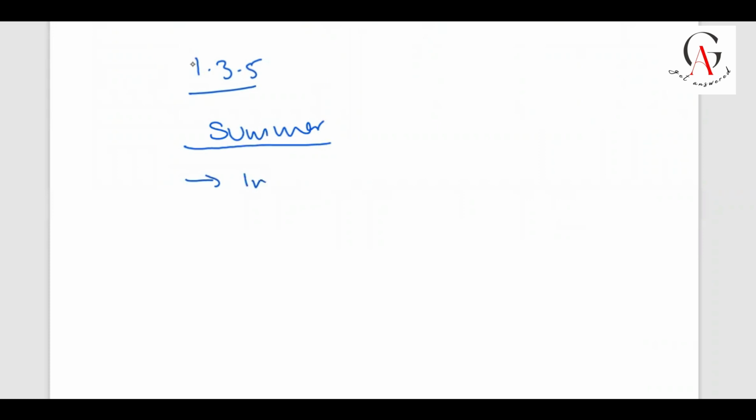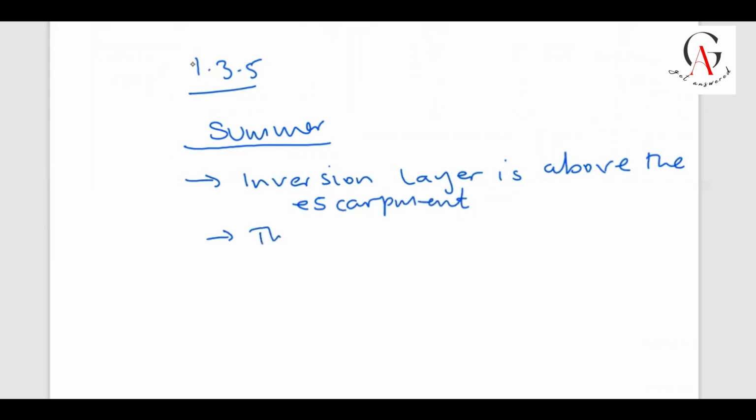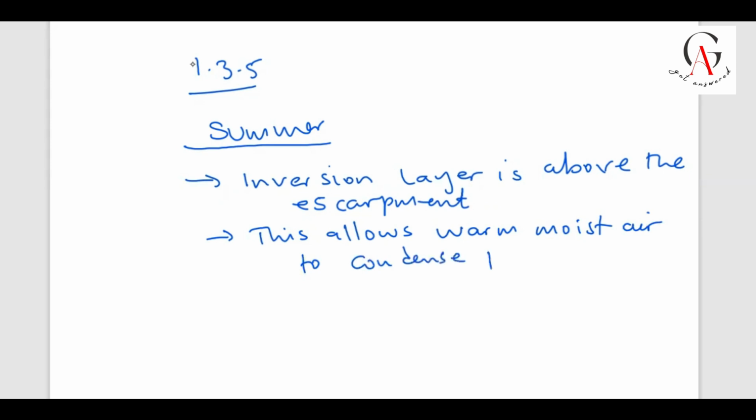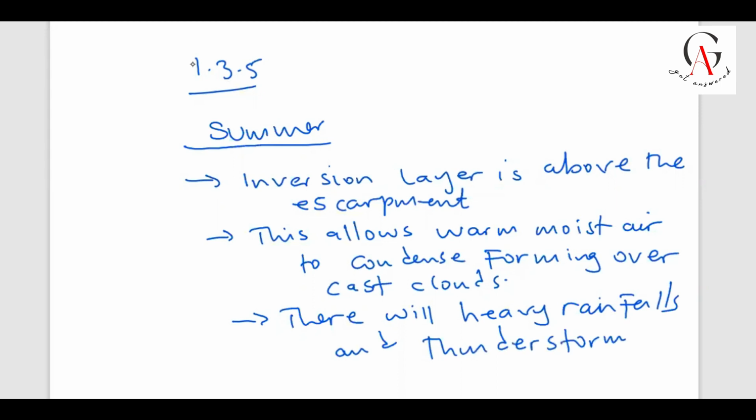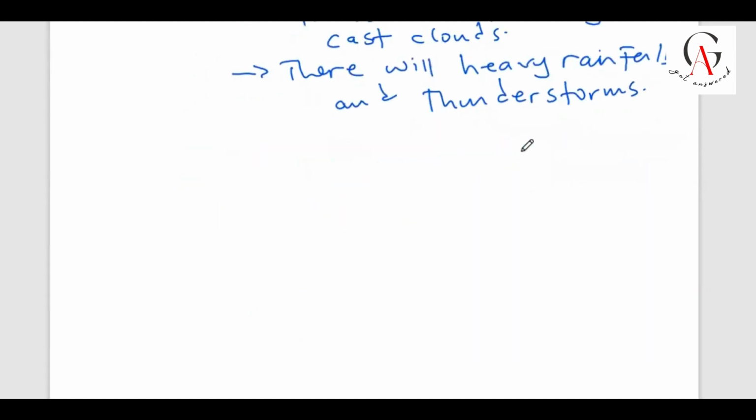So that in summer, the inversion layer is above the escarpment. This allows warm, moist air to condense, forming overcast clouds. As well, there will be heavy rainfalls and thunderstorms. Okay, so this is for summer. Then winter.